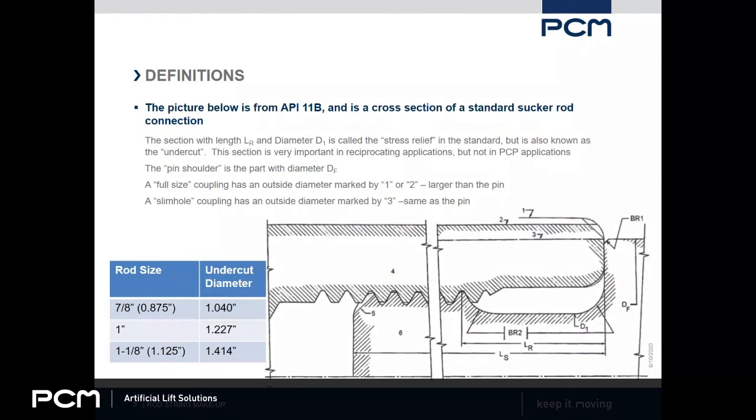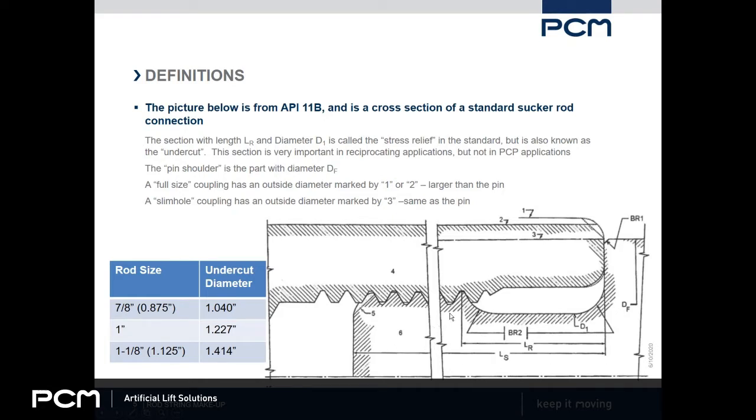Let's start with a couple of definitions here. I hope you can see my mouse on here, so I can point to some things. If not, I'm going to try and use the numbers on the diagram. So this is a picture from API 11B, and we have the connection here labeled with number 4. The coupling labeled number 4 here, and then the pin, which is on the end of the rod, is labeled with number 6 here. And of course, they both have threads.